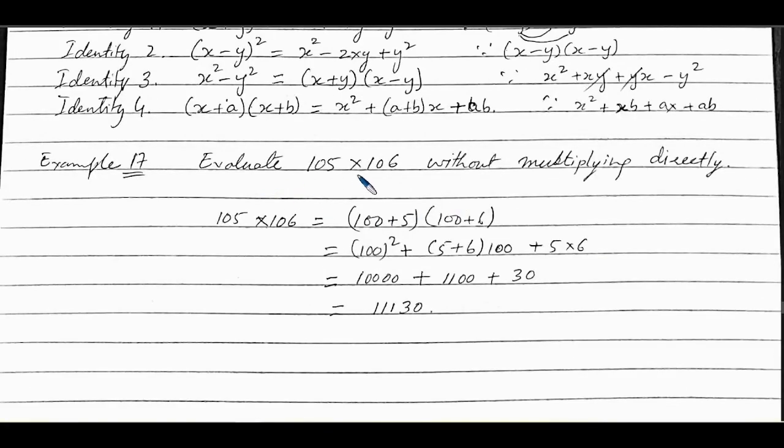Now evaluate 105 into 106 without multiplying directly. That is, I do not multiply directly. So I write 105 as 100 plus 5, and 106 as 100 plus 6. So now I do 100 into 100, 100 into 6, 5 into 100, and 5 into 6. What I have written here: 100 square plus 5 plus 600 plus 5. So this is the answer.